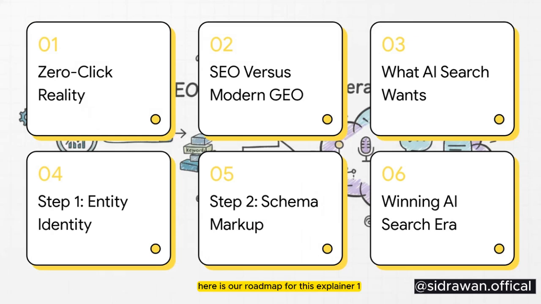Here is our roadmap for this explainer. 1. The zero-click reality. 2. SEO versus modern GEO. 3. What AI search actually wants. 4. Step 1. Entity identity. 5. Step 2. Schema markup. And 6. Winning the AI search era.